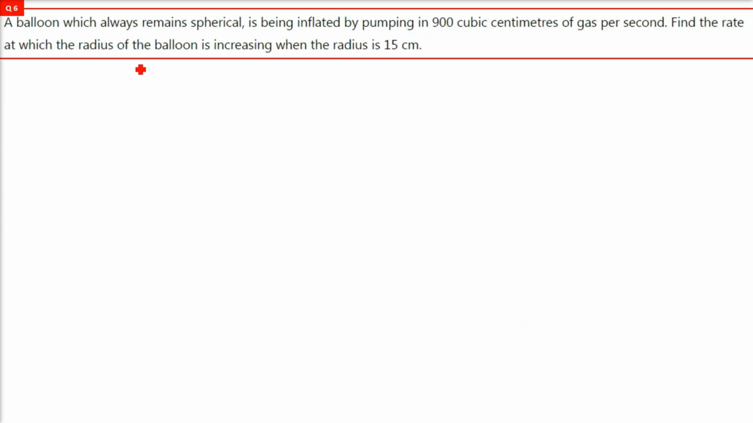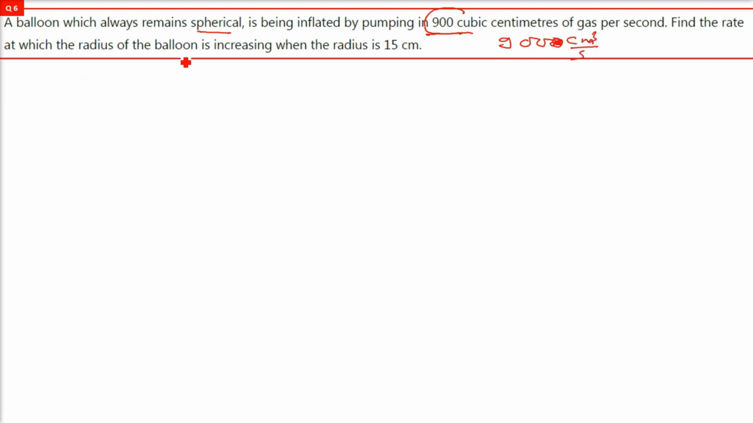A balloon which always remains spherical is being inflated by pumping 900 cubic centimeters of a gas per second. Find the rate at which the radius of the balloon is increasing when the radius is 15 centimeters. Sphere, it's already given. There's a rate also given. Okay, 900. So this is the rate at which the balloon is getting inflated. It means the air is getting pumped up and the size is increasing.